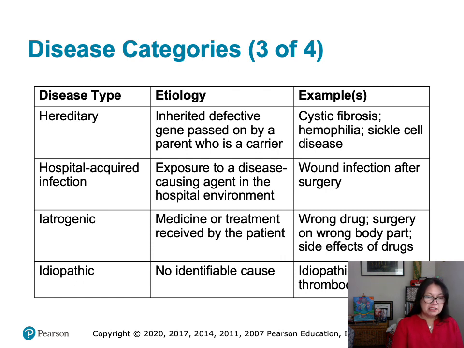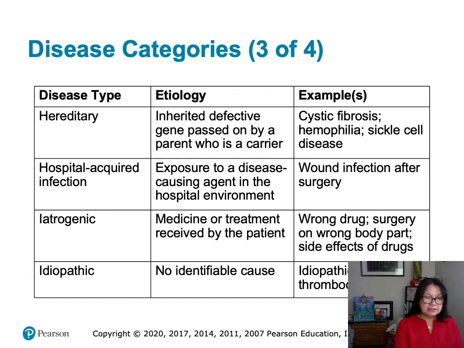An iatrogenic disease or condition is caused by medicine or treatment that was given to the patient. Examples include giving the wrong drug to a patient, performing surgery on the wrong body part, which is why it is important to know what is right and left in your quadrants and planes, and the side effects of prescribed medications.